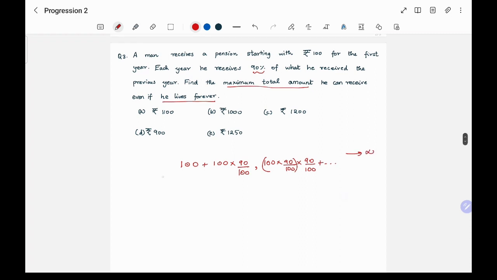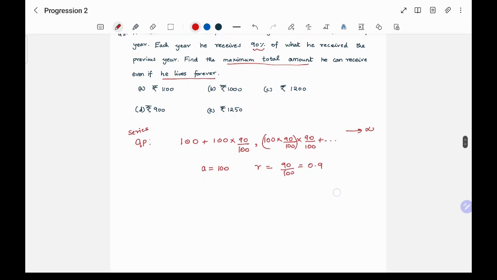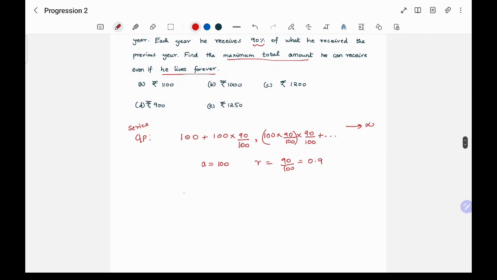Okay. So this is a GP series. So what is the first term? A is 100. And what is the ratio? Common ratio is 90 by 100, which is nothing but 0.9. And we already saw the sum of terms of a GP, right? So the sum of n terms of the GP for r less than 1 is a into 1 minus r power n by 1 minus r.